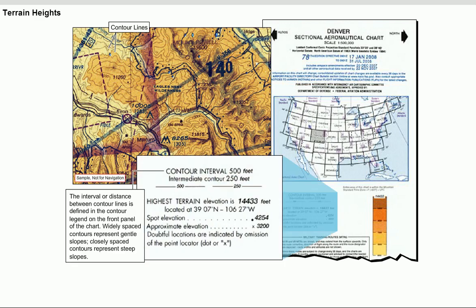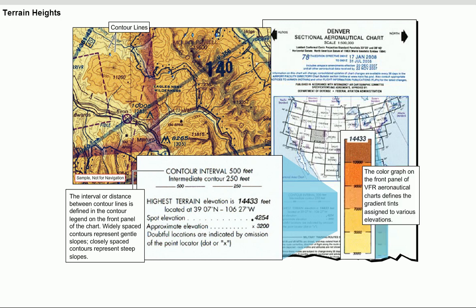The interval or distance between contour lines is defined in the contour legend on the front panel of the chart. Widely spaced contours represent gentle slopes, while closely spaced contours represent steep slopes. Basic contour lines indicate a 500-foot contour interval, as specified in the chart's legend. If the surface terrain is moderately level or gently rolling, the legend might indicate intermediate contour intervals of 250 feet. The legend might contain auxiliary contour intervals of 50, 100, 125, or 150 feet to portray smaller relief features.